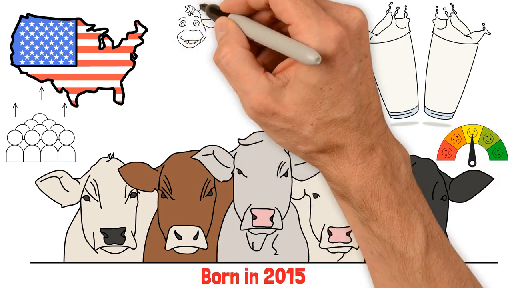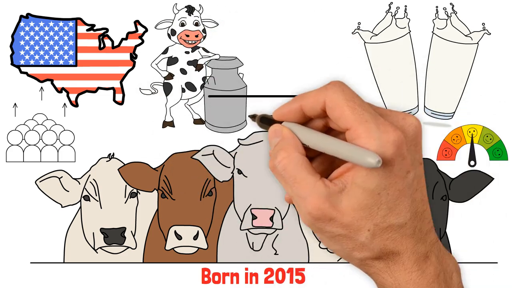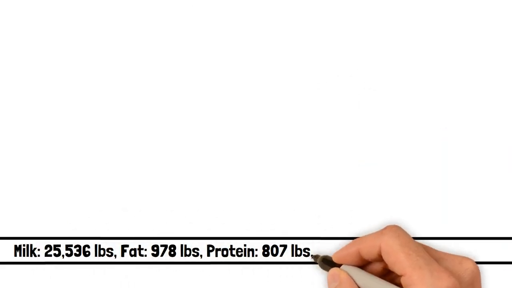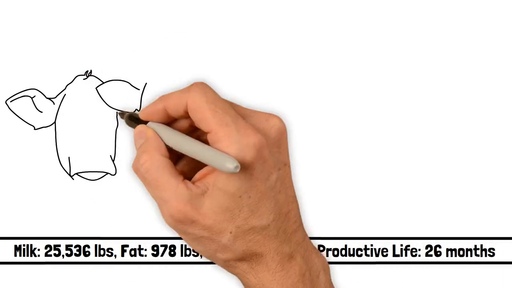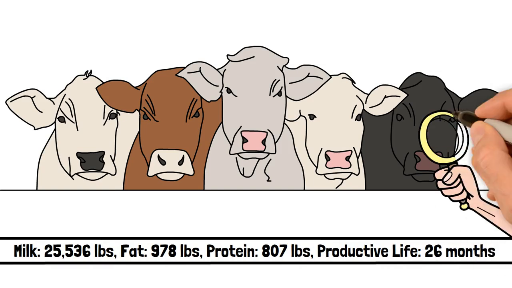For instance, the average milk production for Holstein cows born in 2015 is 25,536 pounds of milk. For other traits like fat, protein, and productive life, their averages for cows born in 2015 help determine the baseline values.